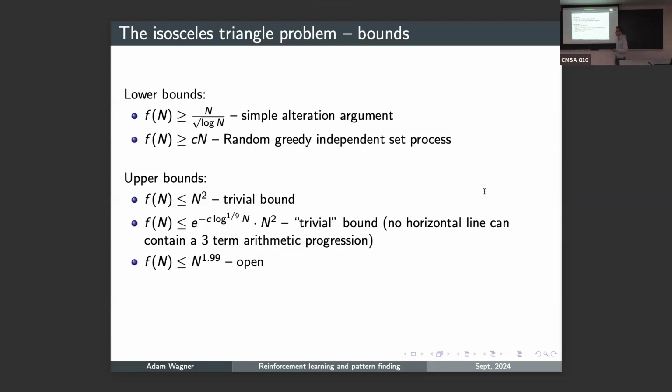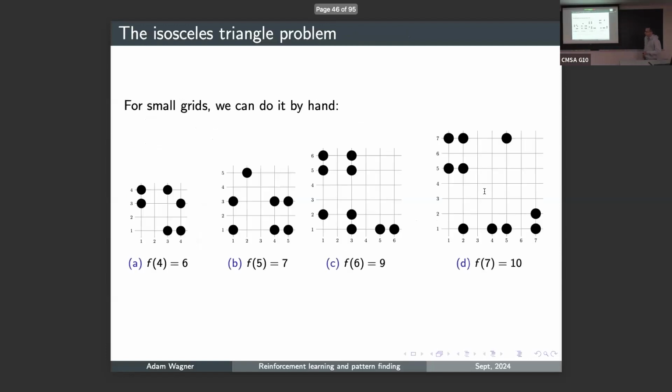Okay, if we cannot do it mathematically, let's try to at least use computers to come up with a guess about what the correct answer should be. Well, how do we do this? Use computers to find the best constructions for small values of n. Up to n equals 7, you can do it by hand. These are the best constructions. You can check that there are no isosceles triangles anywhere.